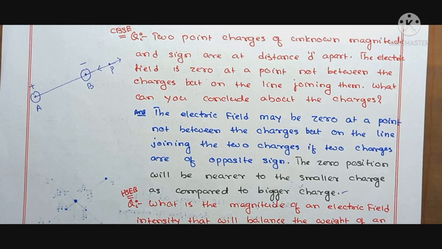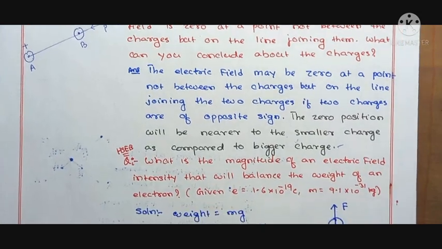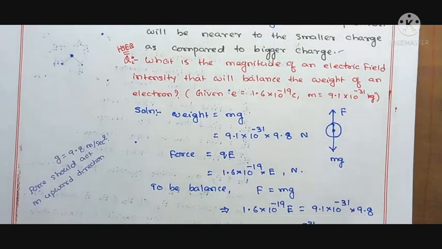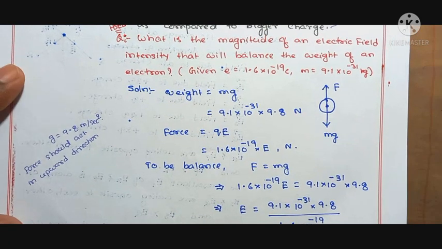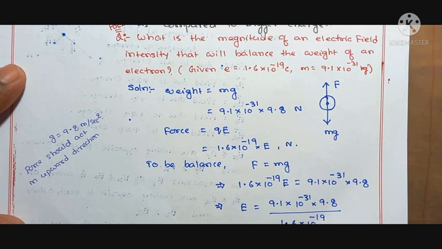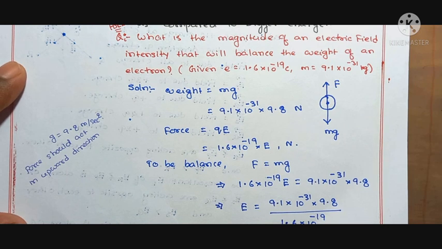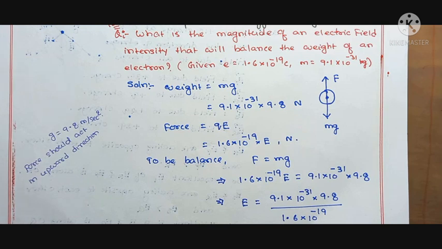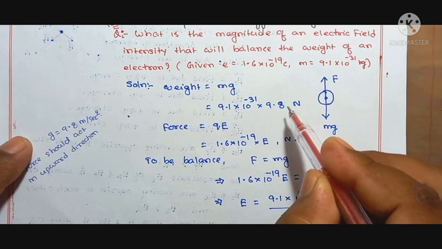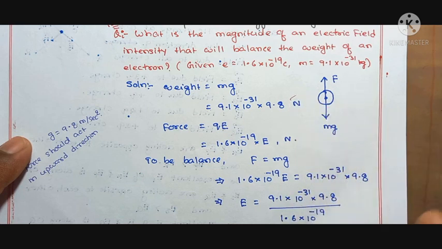One more important question. What is the magnitude of an electric field intensity that will balance the weight of an electron? Weight is always acting vertically downward. So weight is equal to mg. Mass of electron is 9.1 into 10 power minus 31 kg and acceleration due to gravity is 9.8 meter per second square. So weight unit is Newton.